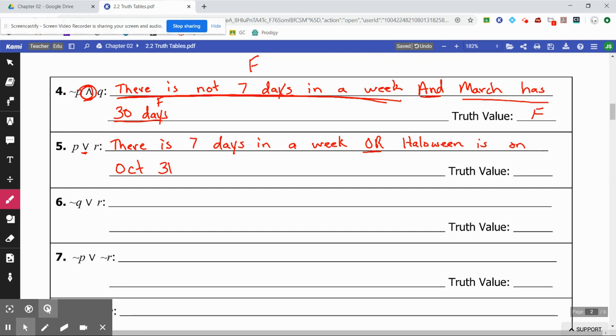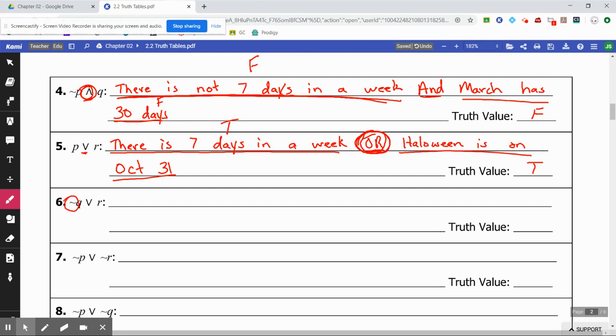So for this sentence to be true, since it's an or, if at least one of these is true, then the whole thing is true. Okay, because it's either or. So there are 7 days in a week. That's true. So already the whole thing is true. Or Halloween is on October 31st. That's also true. So since it's true or true, and only one of them had to be true, the whole thing would be true.